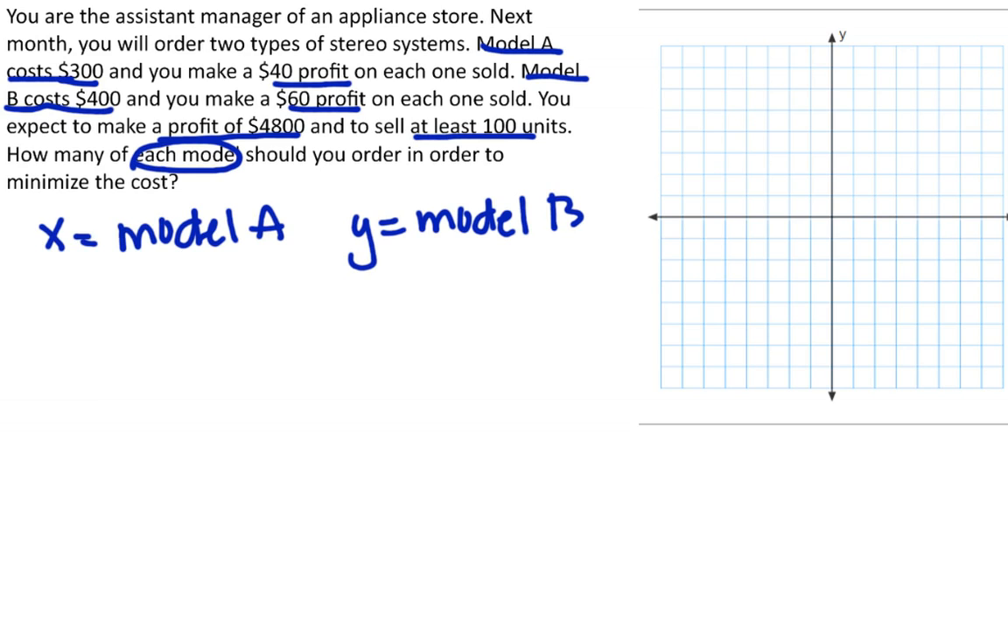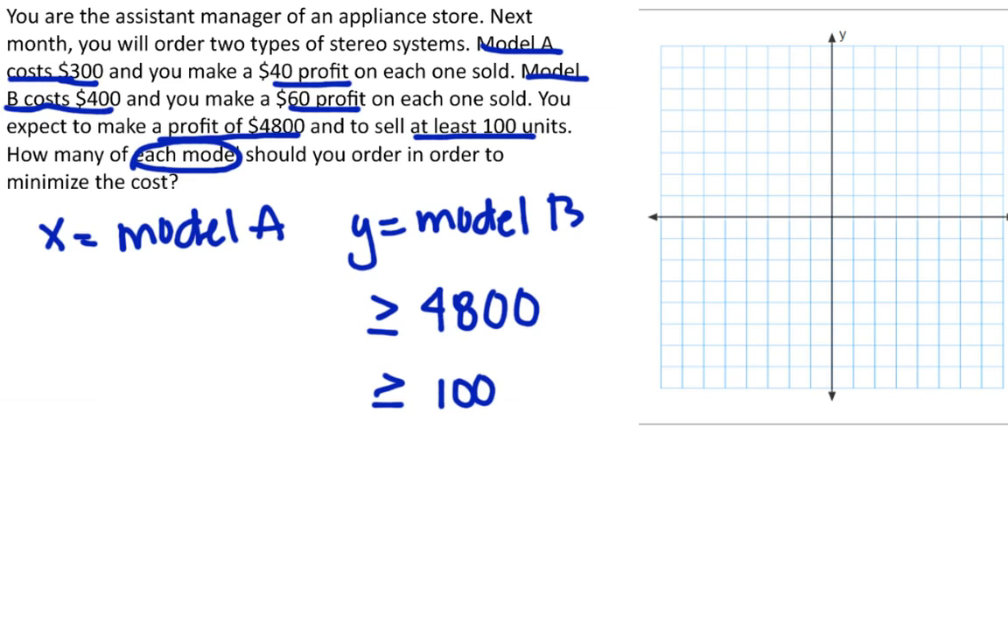Okay, we have some information on profit. You expect to make a profit of $4,800. Now, the way this one's worded, it's a little deceiving. We actually would like to have a profit larger than that, so we will use greater than or equal to. And it says we want to sell at least 100 units. So again, we want that to be greater than or equal to 100. And we're trying to minimize our costs.